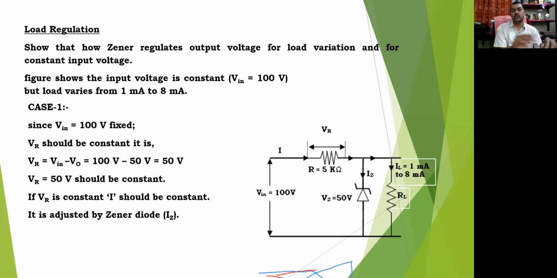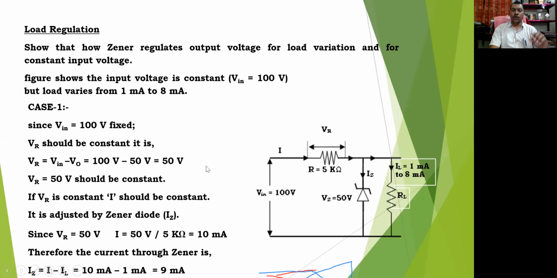So VR is constant, so the output voltage will remain constant. Now next one, if VR is constant, I should remain constant. It is adjusted. Now this I is being adjusted by IZ, right? So what happens, since VR equals 50 volt, I should be equal to 50 volt divided by the series resistance, that is 5 kilo ohms, and it comes out to be 10 milliamperes. So the net current that is going to flow through the circuit is 10 milliamperes.